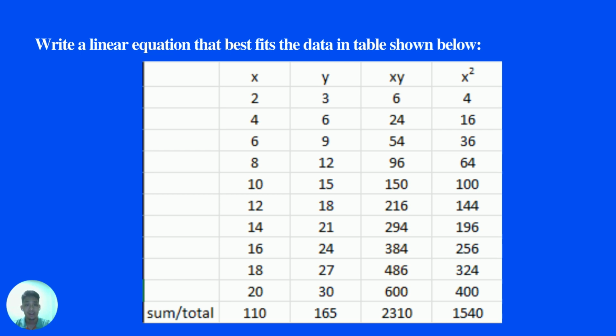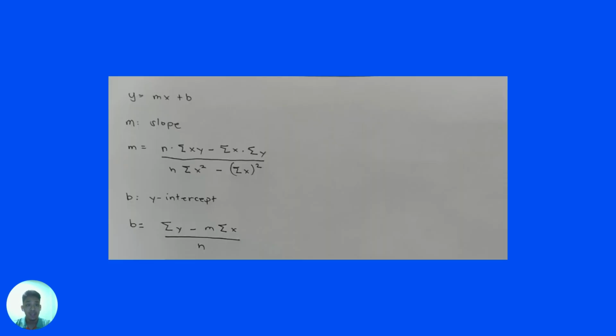Then we have the summation, or the total row. Summation of x is 110, summation of y is 165, summation of xy is 2310, and summation of x squared is 1540. Next, we are going to write the equation: y equals mx plus b.